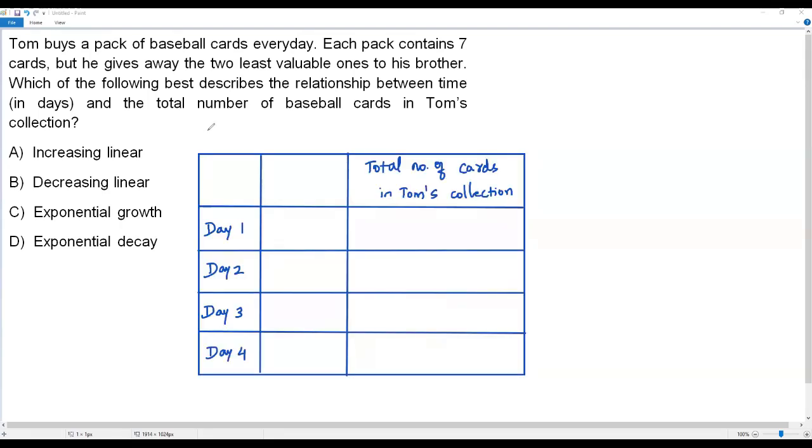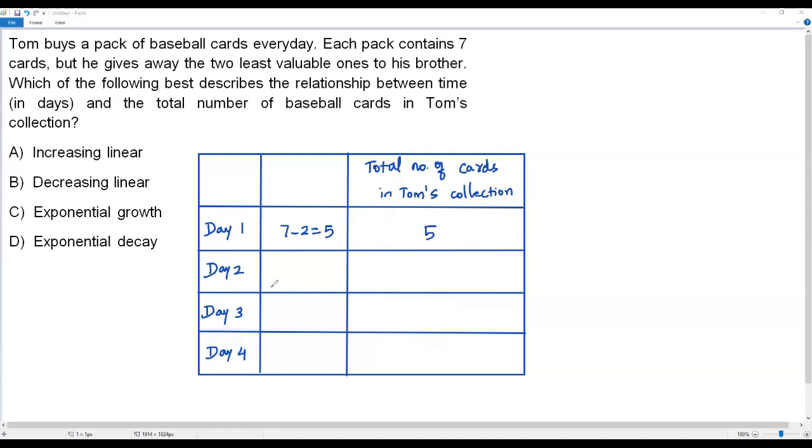Here I have written the required stuff in a table. Okay, on day 1, I buy a pack of baseball cards which contains 7 cards. So he buys 7 cards on day 1, but of these 7 cards, he gives 2 cards to his brother. So 7 minus 2. So he is left with 5 cards on day 1. So at the end of day 1, the total number of cards in Tom's collection is 5.